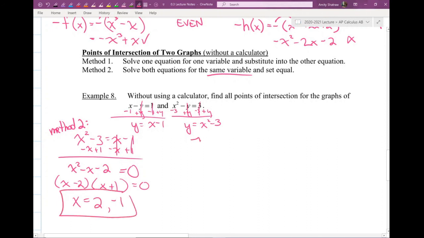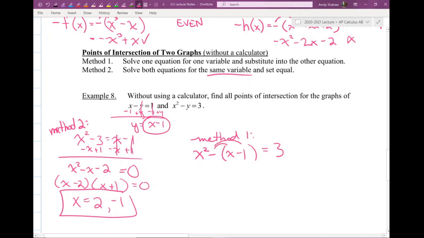The method 1, I wasn't thinking about it. It says solve one equation for a variable, not both of them, and substitute it into your equation. So we could think about it like this, that I didn't need to do any of this work, because I can solve one of them for y, and that one, the first equation, was easiest. So x squared minus, ready, y is that whole other function. It's this piece right here, x minus 1.